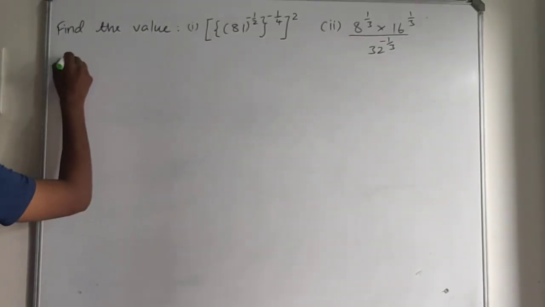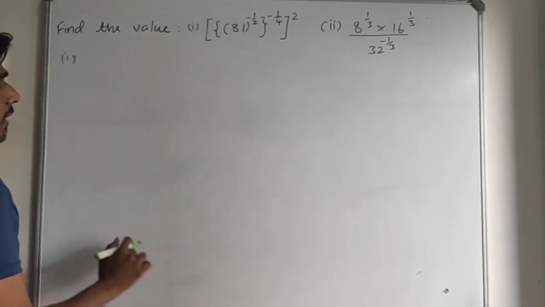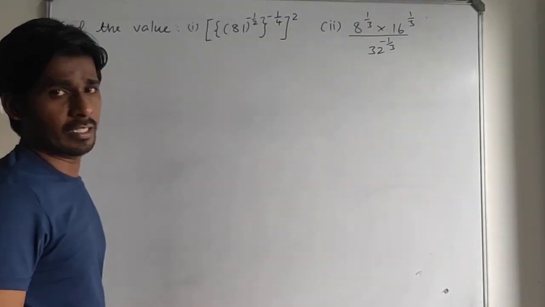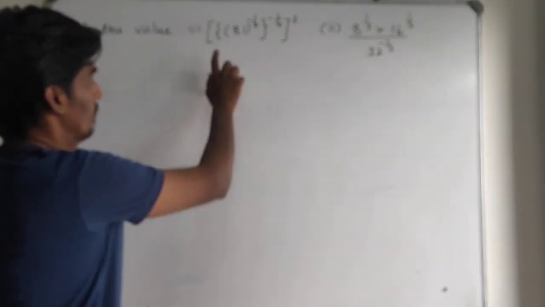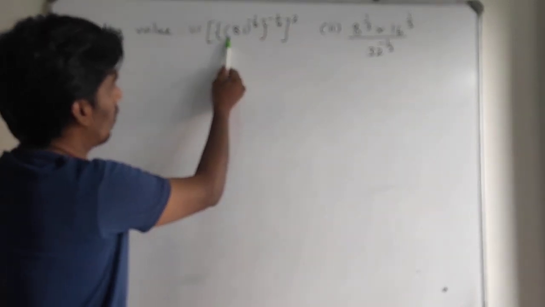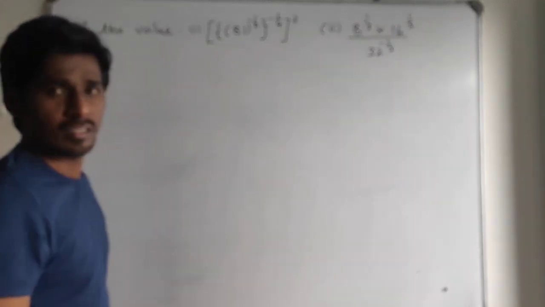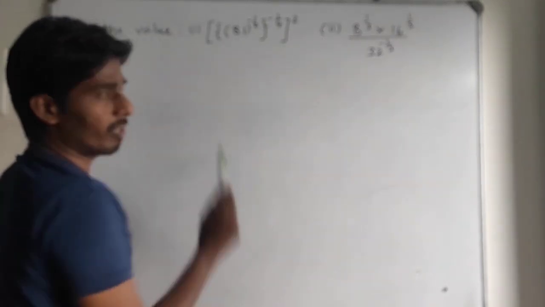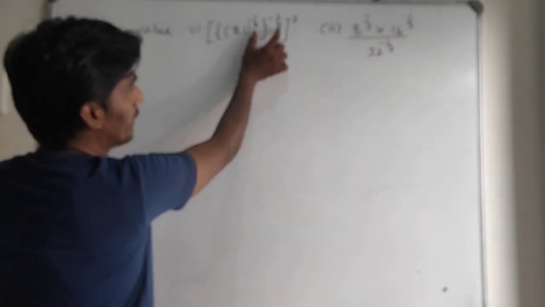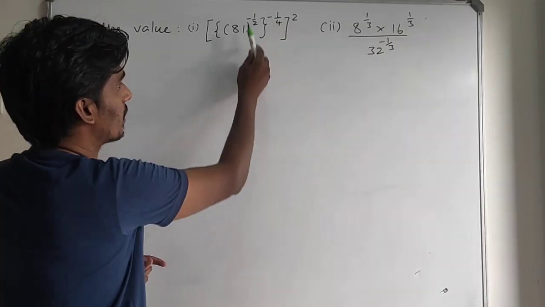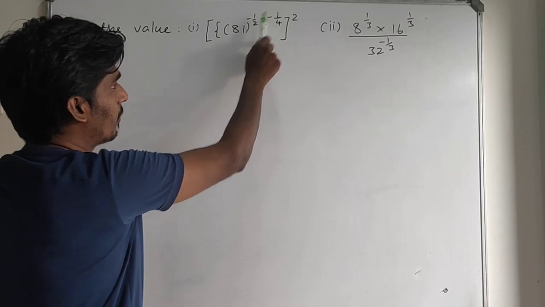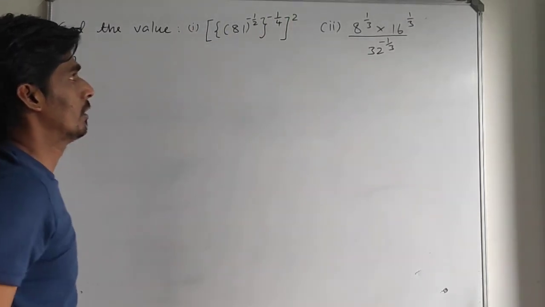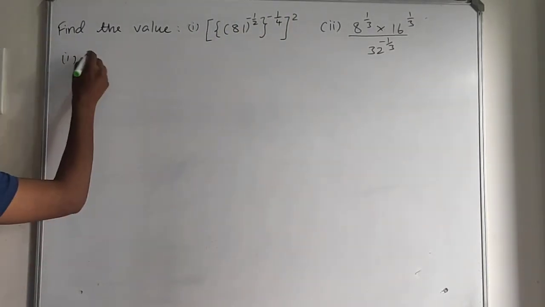Now for the first one, let's find the value. Here three powers are given and we know that for power of power we have to multiply. So here three brackets are given: smaller bracket, curly bracket and square bracket. So power of power will multiply here. First of all we will multiply the first two numbers, 1 by 2 into 1 by 4. Then whatever answer we get we will multiply with 2. So let's start with the first bracket.